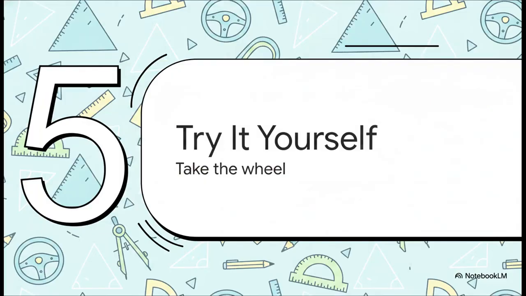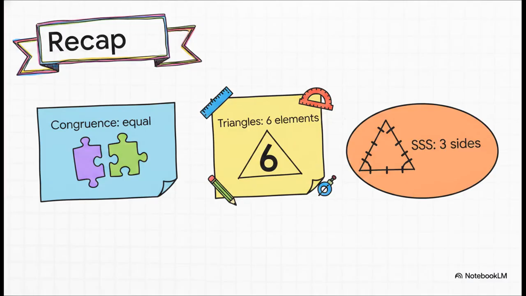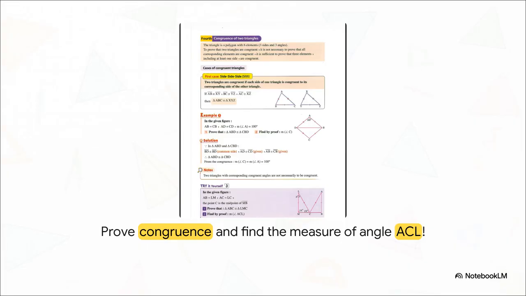Finally, Part 5, Try It Yourself Challenge. Before I hand over the reins, let's do a super quick rapid-fire recap so this is totally fresh in your mind. First, congruent simply means geometric shapes are exactly equal in size and measure. Second, triangles have 6 total elements, 3 sides and 3 angles. And third, the SSS rule is your new best friend. It's a powerful shortcut that only requires finding 3 matching sides to prove total triangle congruence, giving you those matching angles completely for free.